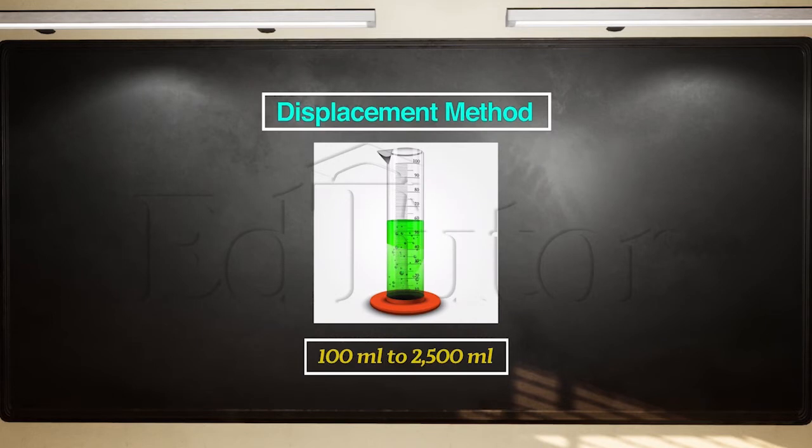A measuring cylinder is commonly used in labs to measure the volume of liquid as well as the volume of irregular solids using the displacement method. Measuring cylinders have different capacities, all the way from 100 ml to 2500 ml.